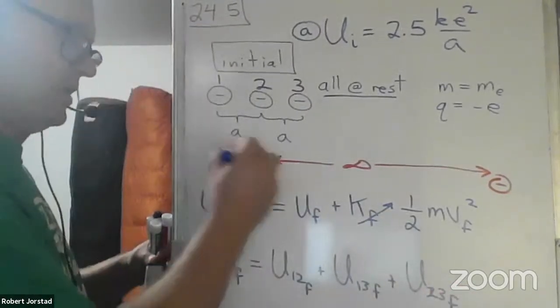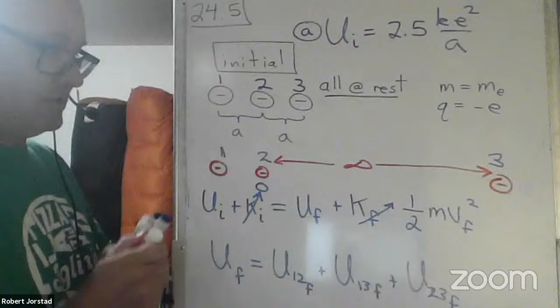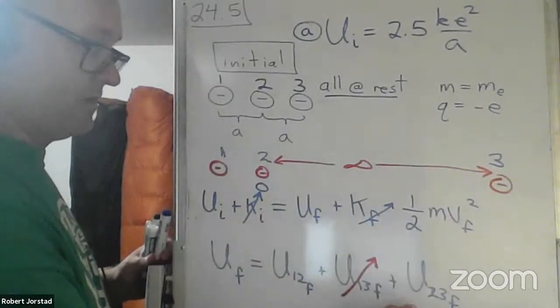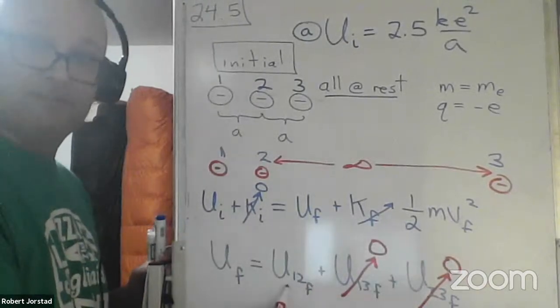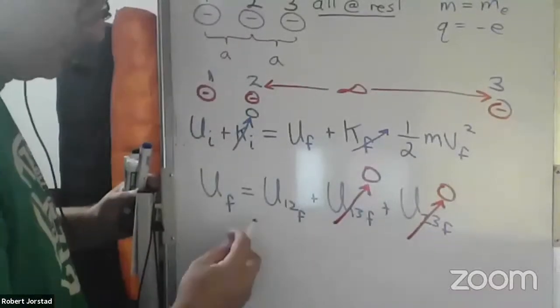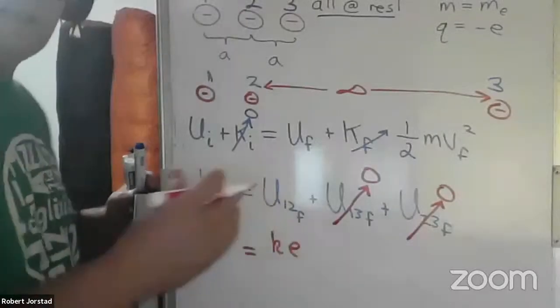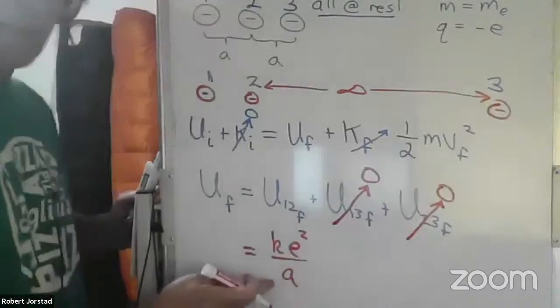Now remember, this is number 1, this is number 2, and this is number 3. These two terms are 0 because those are really far away, right? Is this 0? No. In fact, what is U12? The same as the first one for 1-2 only, you mean? Yes. Sorry, my bad. Which is just this, right?